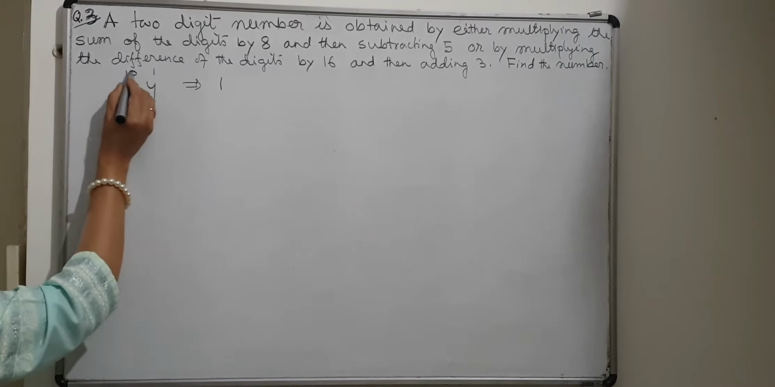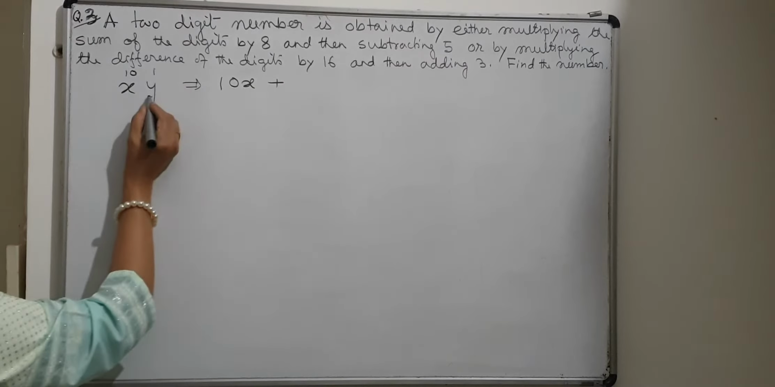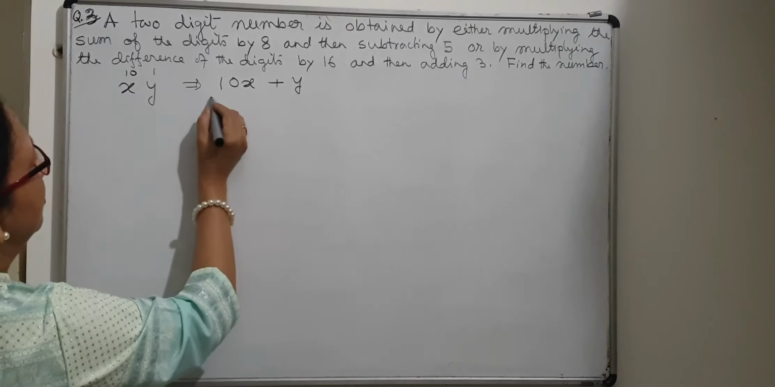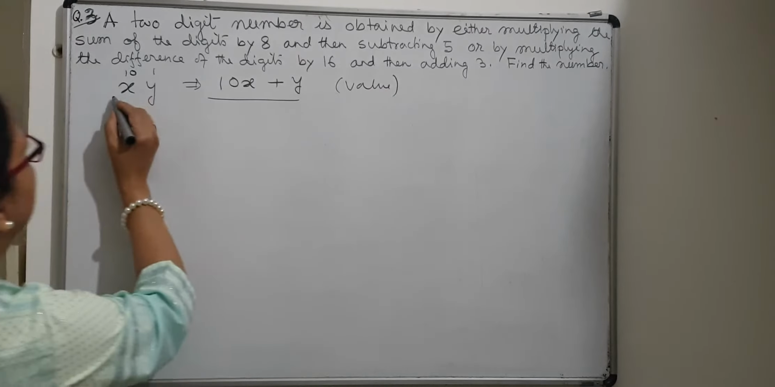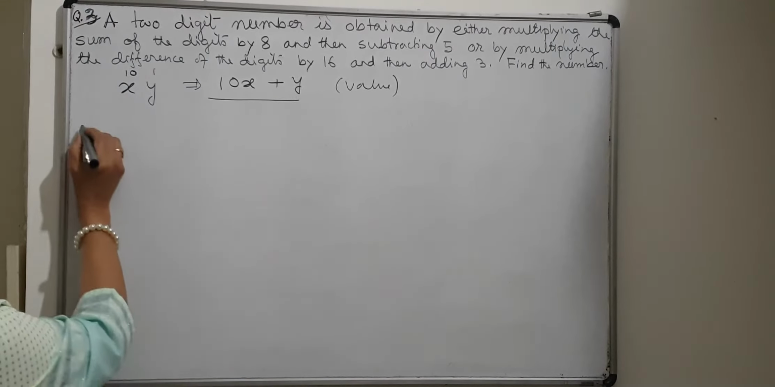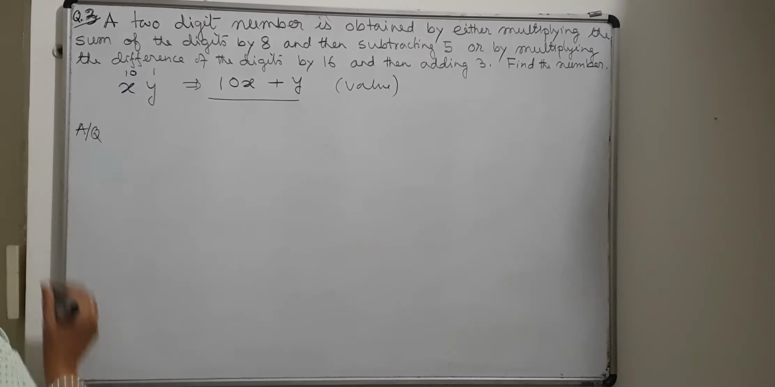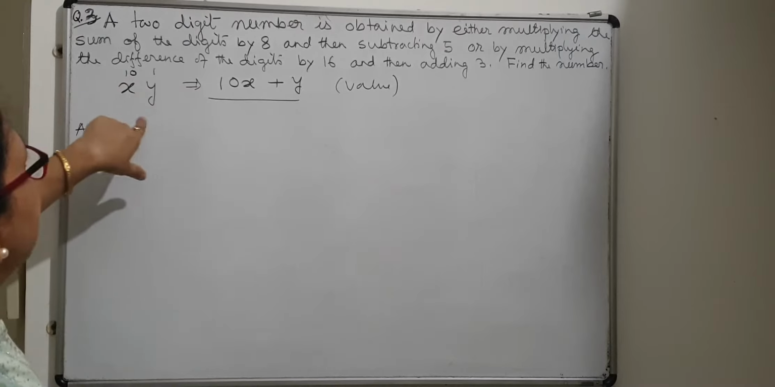So the value of the number will be place value into face value, so 10x plus 1 into y. This is the value of the number. Okay, this is in the expanded form we have written. So according to the question, here x is the tens place digit and y is the ones place digit. Okay, so these are the unknowns.